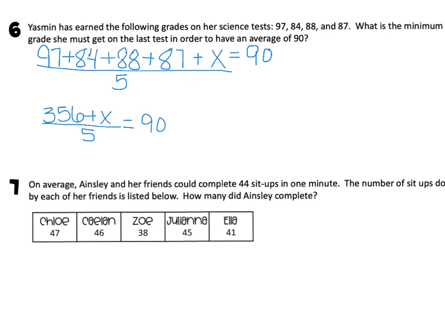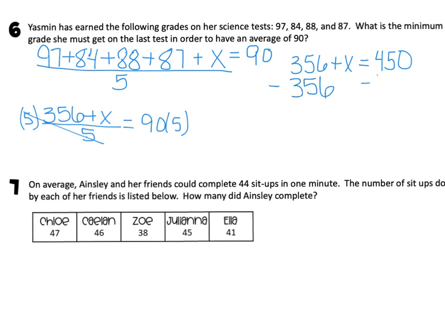Now I'm going to get rid of that 5. I don't like fractions, so I'm going to multiply both sides by 5. These cancel. So I get 356 plus x equals 450. And now my last step is to subtract 356 from both sides to get that x alone. And we get x equals 94.